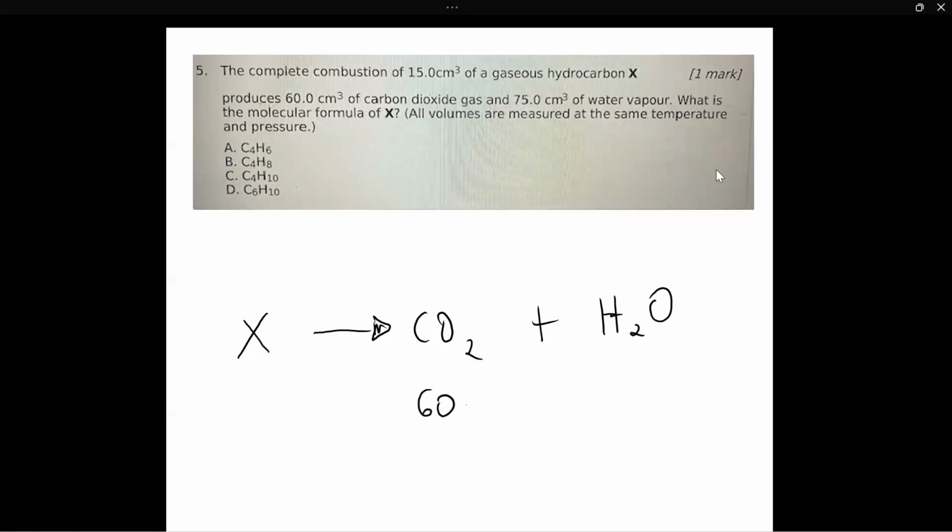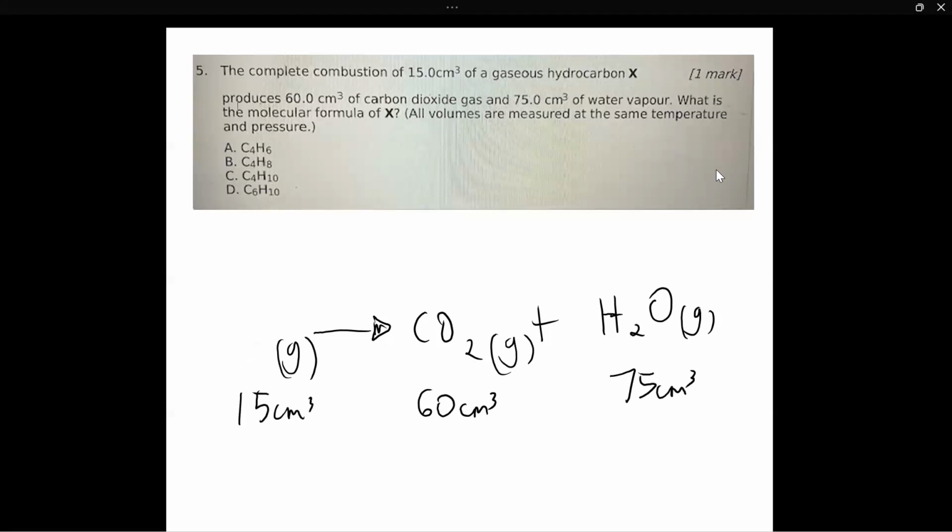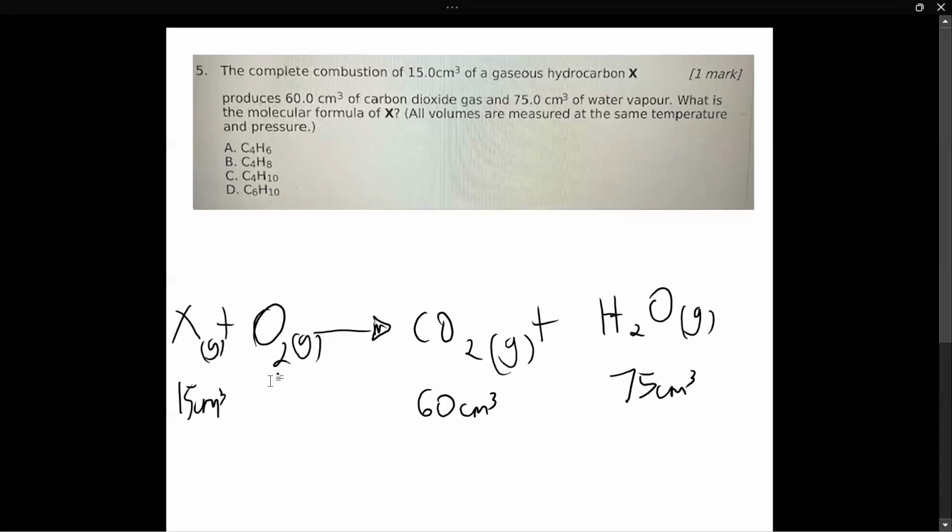So we know that we have produced 60 cm³ of CO2, and we know that we have produced 75 cm³ of water vapor. So this is all gaseous. And we have started with 15 cm³ of X. And I've forgotten something over here, which is a very bad thing of me. Some of you may have caught it. I completely forgot to put the oxygen. Anyways, we have 15 cm³ of this. They've not really told us the oxygen because it doesn't really matter. It's always going to be in excess. But they're asking us to now calculate the molecular formula of the compound that was burnt.